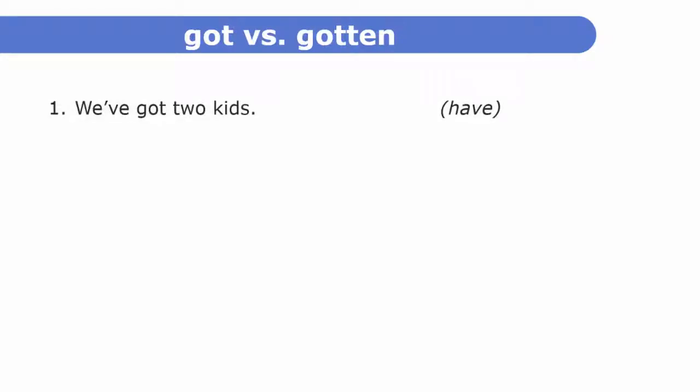We've got 2 kids. Here, what I'm saying is that we have 2 kids. Have got is just a way of saying have in this sentence. That's why we're not using gotten. Now, this form is a little less common in American English. We usually just say we have 2 kids, but you can say we've got, and that's not wrong.